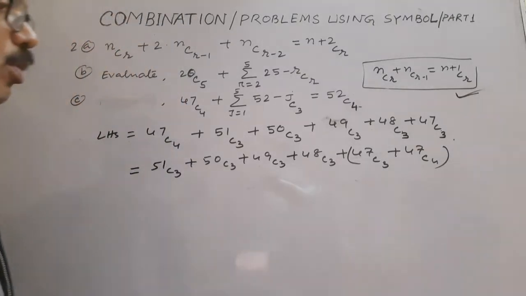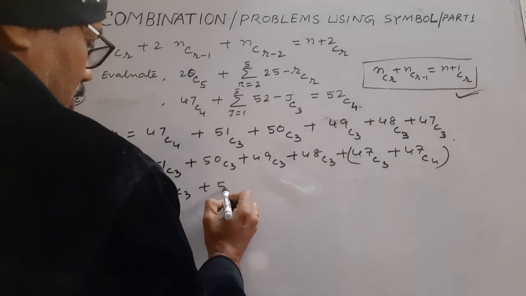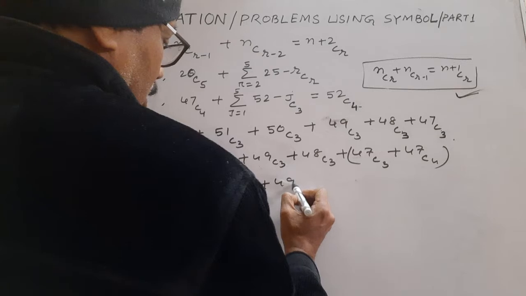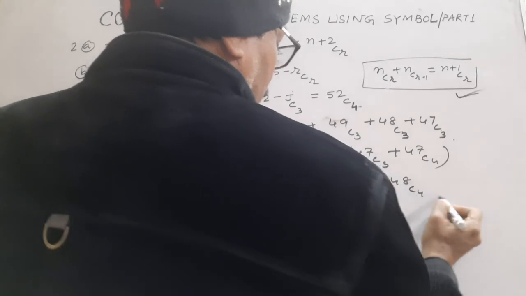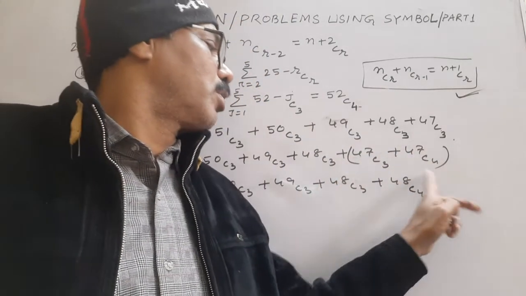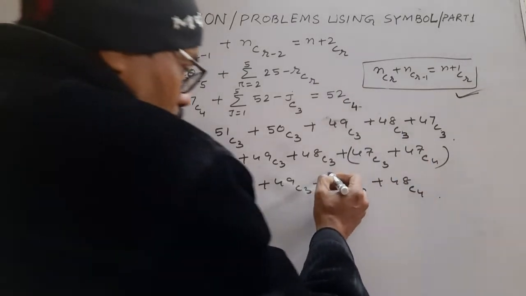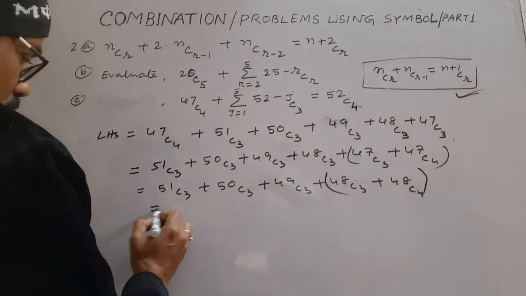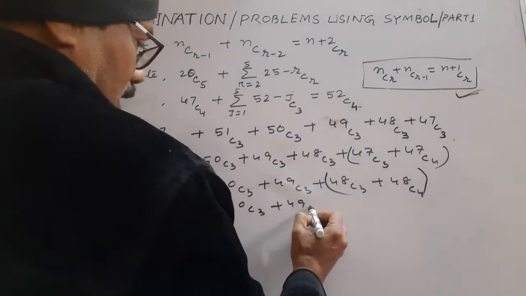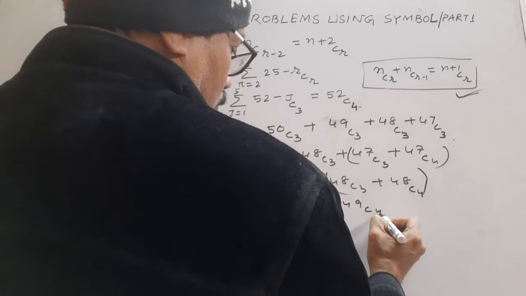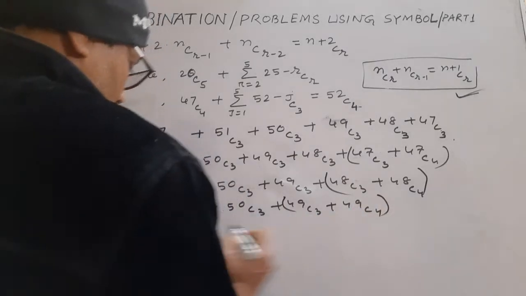Now use the formula here. So 51C3, 50C3, 49C3, 48C3. This is by the above theory. This is 48C4: get out of 3 and 4 and add 1 to the numerator. Again we can use the formula here. So 51C3, 50C3, 49C3. This is 49C4. Again we can use the above formula.